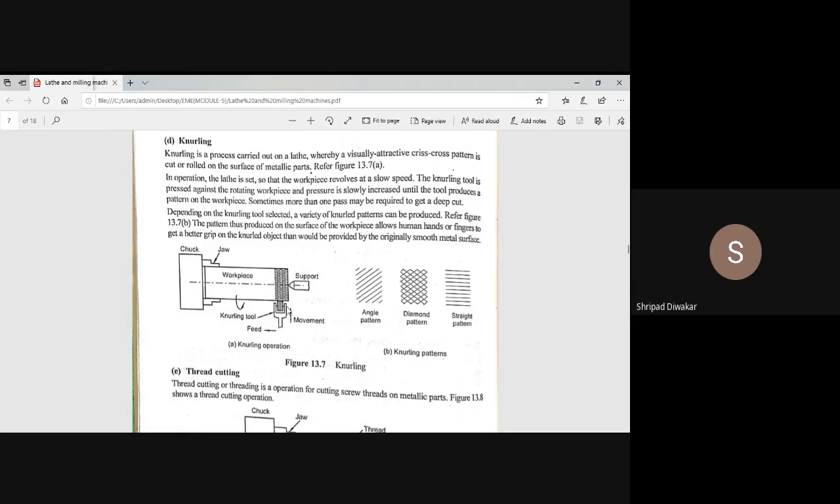And here the tool moves in a direction parallel to the axis. You remember it moves from right to left, like that. The tool moves in a direction parallel to the axis of rotation, or parallel to the axis of the lathe machine. And one more thing: in case of plain turning or cylindrical turning, the spindle speed is high.